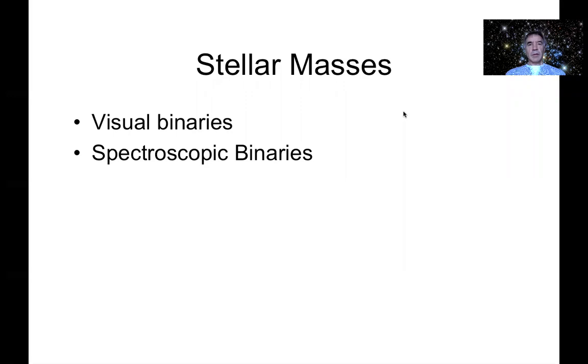Okay, so we're now going to apply what we had last time in terms of Kepler's third law and apply it to actually real systems to try and derive masses of stars. Okay, and we're going to split that up into two types of binary systems, which we're going to define now.